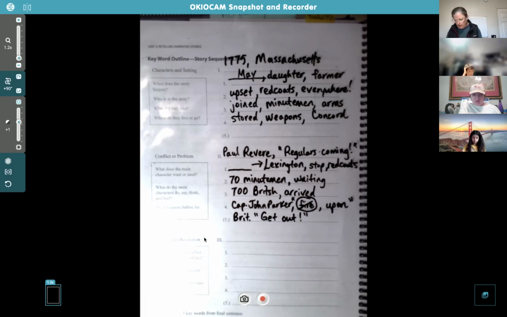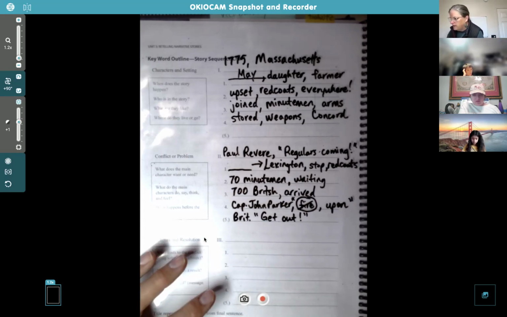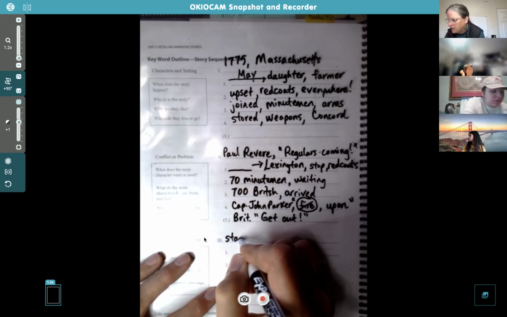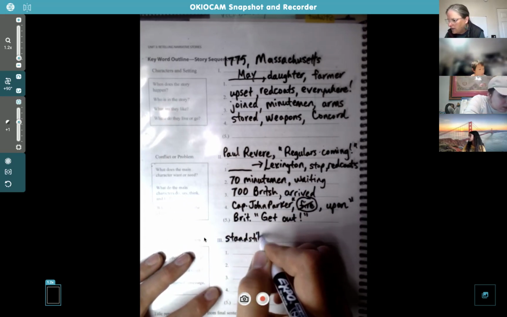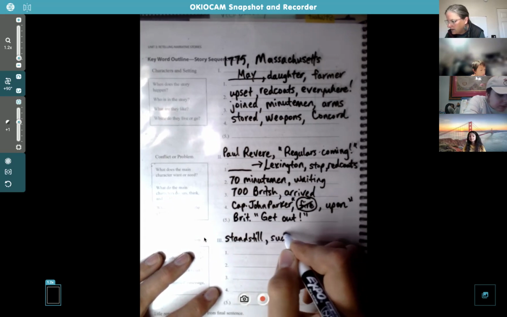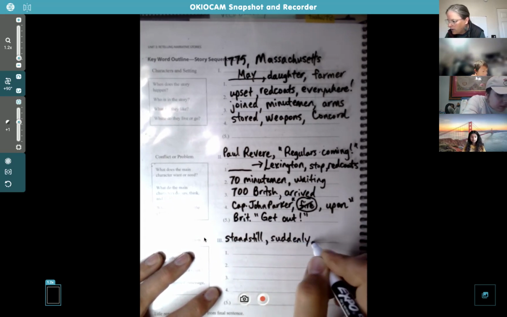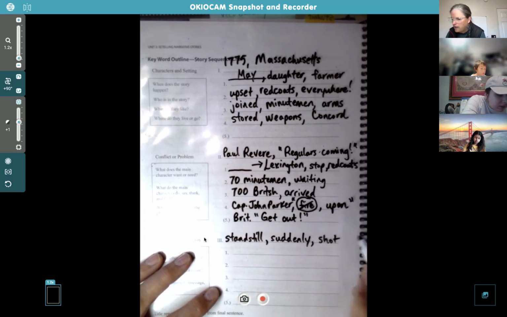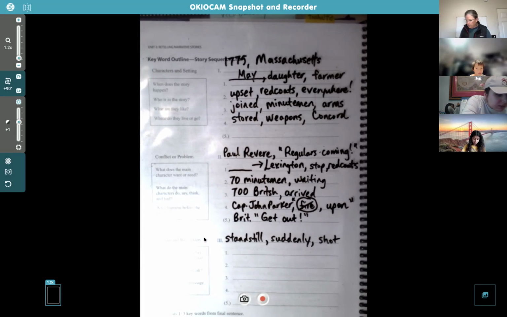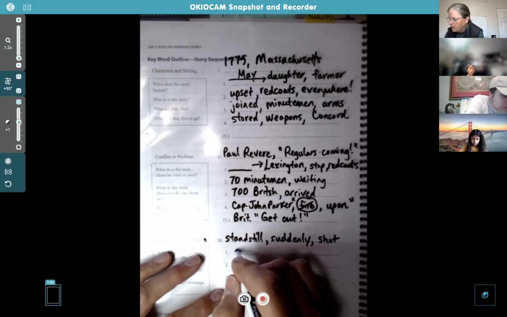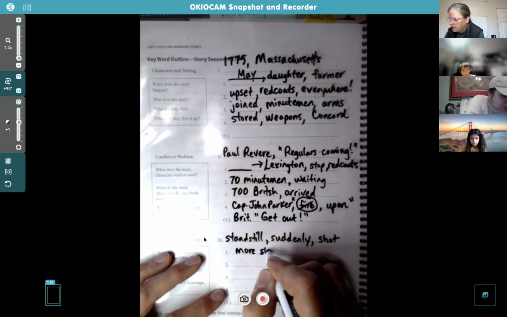And suddenly there was a shot. But it was called a standstill at first, right? Standstill. And then suddenly, it's a good LY word, a shot. Now you guys can copy mine or you can write your own if you have a different way of putting all this, okay? After that one shot, that's the shot heard around the world. There were more shots after that. I'm just going to put more shots here.